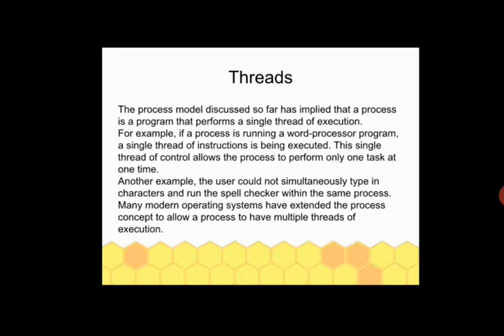Okay, the process model discussed so far has implied that a process is a program that performs a single thread of execution. That means if you have a process, there is an execution concept, and it is a single execution. You are not going for multiple executions using one process. But if the requirement is that you want multiple processes to be run, I will give that example also. Here only it is there. Okay, if a process is running a word processor program, a single thread of instruction is being executed. This single thread of control allows the process to perform only one task at a time.